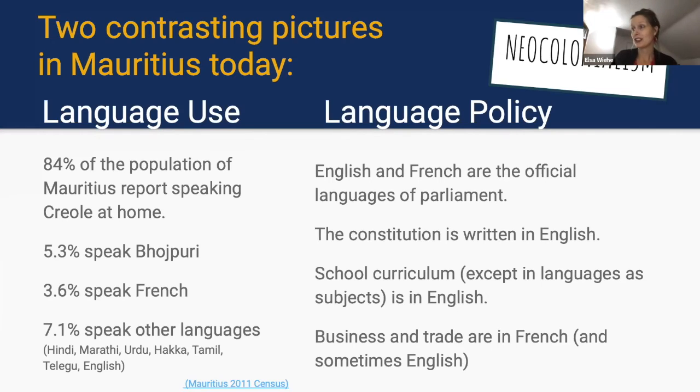And you can imagine the kinds of impediment to political participation, the kinds of impediment to education, the kinds of impediment to just basic citizenship that this represents for 85% of the population. Yeah, exactly. It's like the Catholic church holding mass in Latin. Exactly.